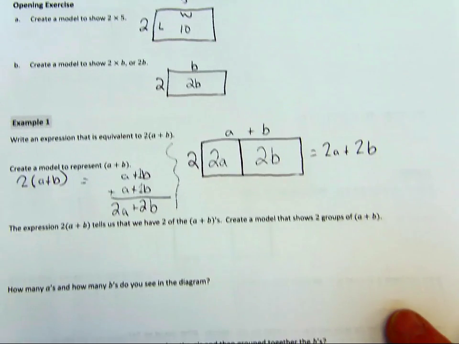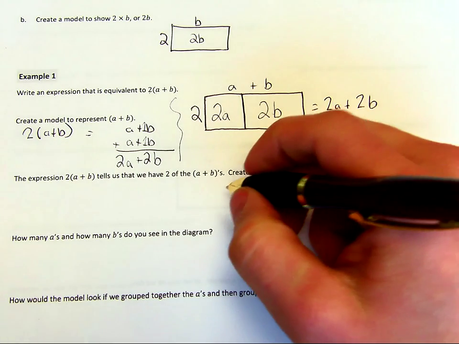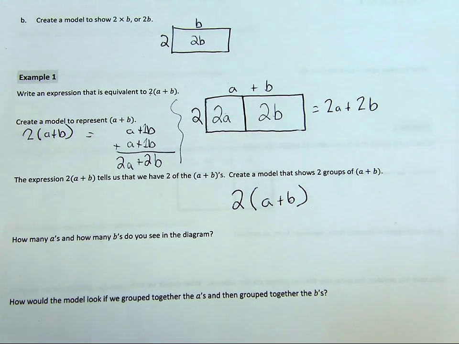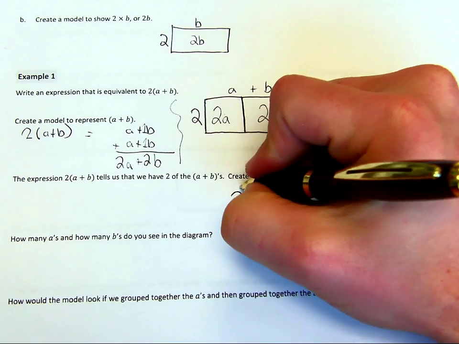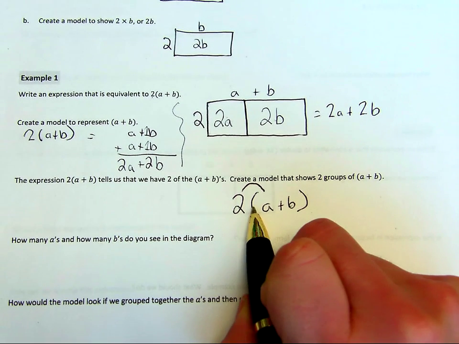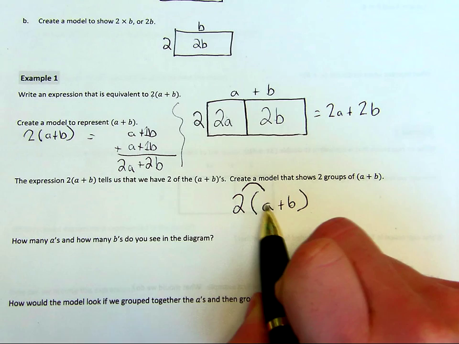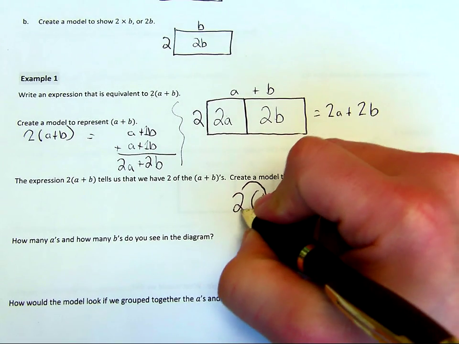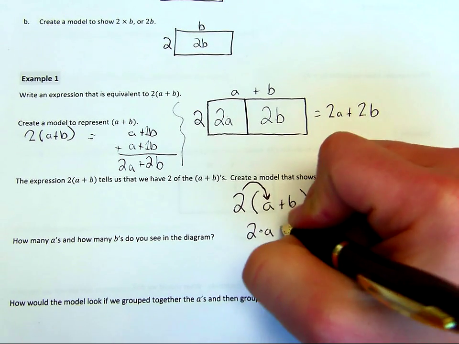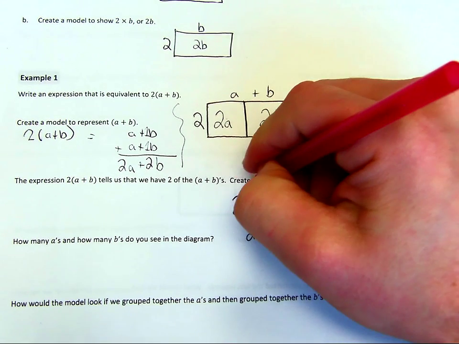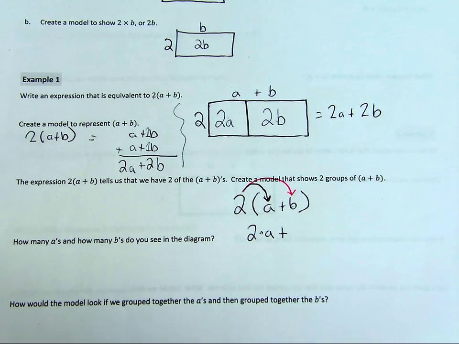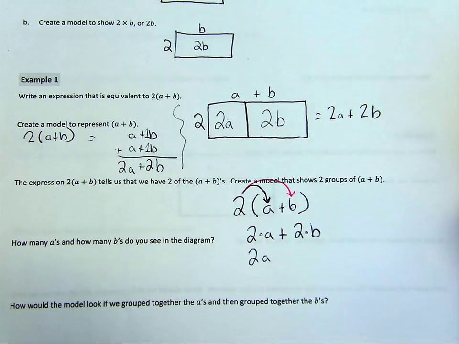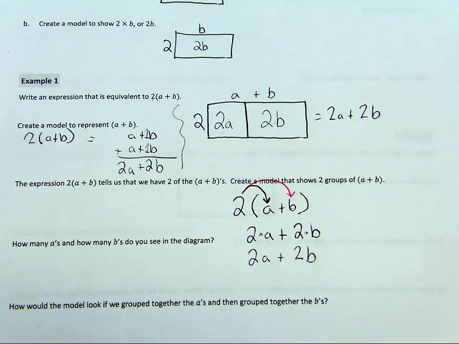And the last way that we could do it is the traditional way, 2 times the quantity of a plus b. When this 2 is right next to the parentheses, it means multiplication, so it's saying 2 times everything inside of here. So I have to distribute the 2 through multiplication. So 2 times a plus, I'm also going to have to multiply it by this one, 2 times b. 2 times a is 2a, 2 times b is 2b.